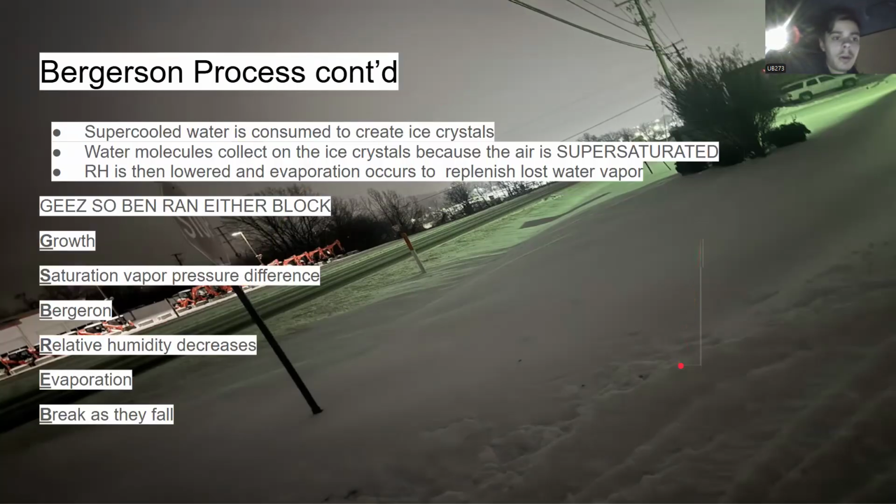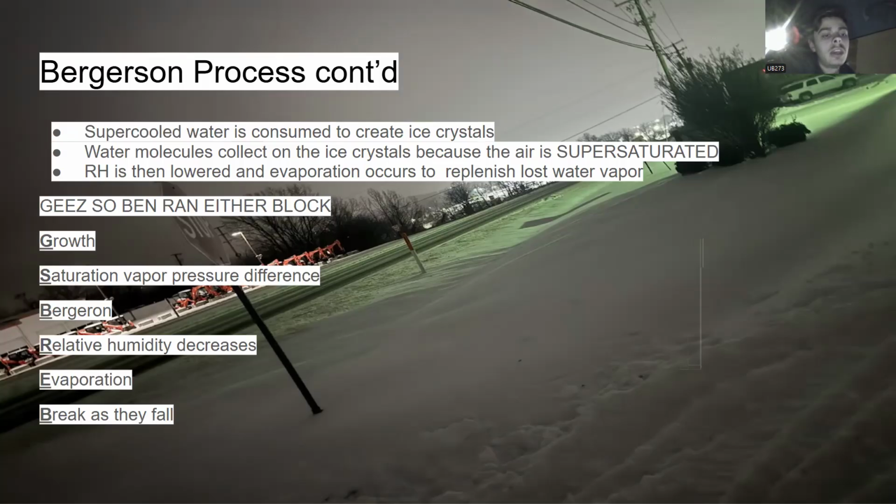I mentioned that we were going to talk about the Bergeron process at the end of the video. The Bergeron process is associated with deposition, where supercooled water is consumed to create ice crystals. Deposition itself is going from a gas to a solid. This creates ice crystals, and water molecules collect onto the ice crystals because the air is supersaturated. Then the relative humidity is lowered and evaporation occurs to replenish the lost water vapor.